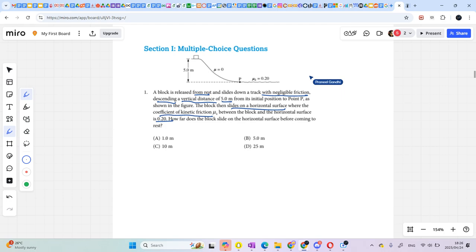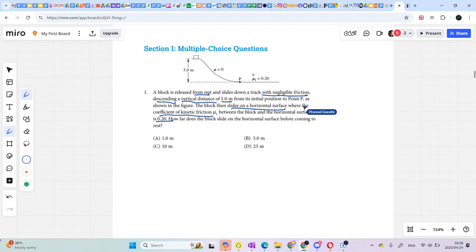So there's a couple of things that we want to consider in this problem. What we want to think about first of all is what's happening as this block starts from its initial position and goes down the track. So what does the block have here? It has gravitational potential energy, right? And then once it gets to point P, because there's no friction, no non-conservative forces, we're going to have conservation of mechanical energy all the way from the initial position to point P. So that's a good place to start from.